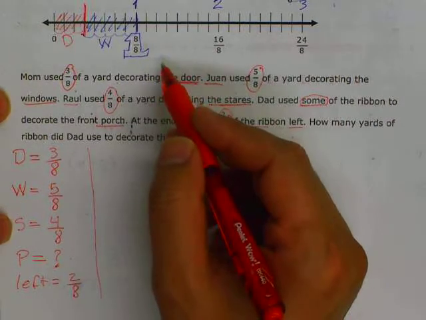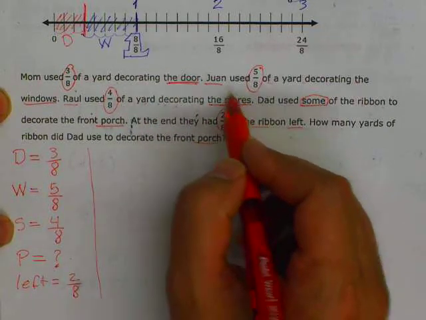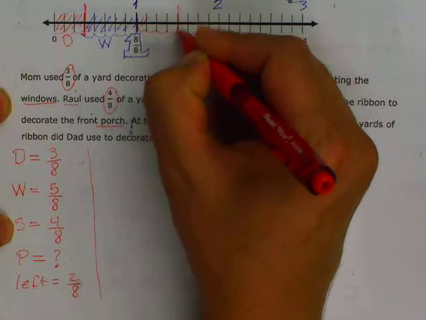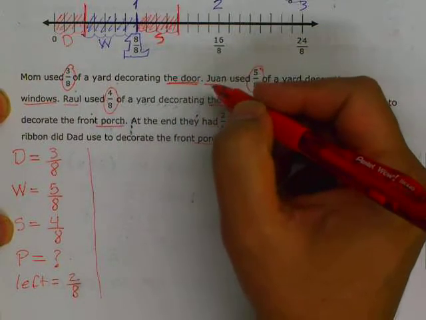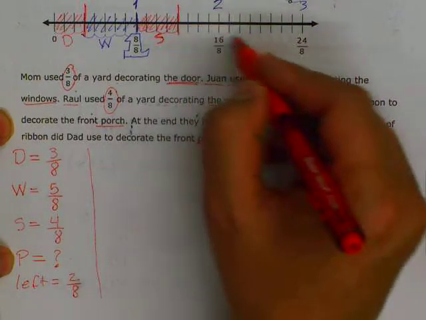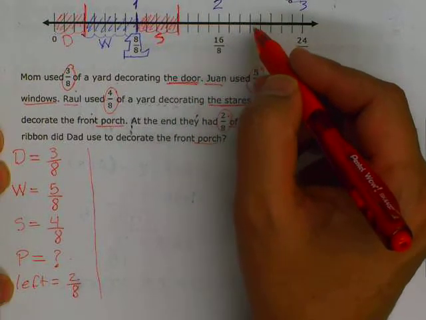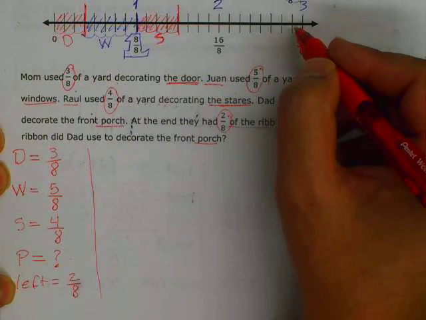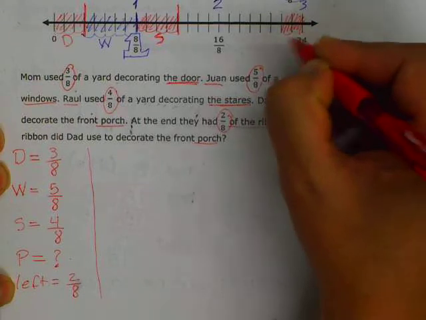The next one. Raul used 4/8 of the yard to decorate the stairs. So I'm going to go with 4/8. 1, 2, 3, 4. This is for the stairs. Now I know that the porch is some. I don't know exactly how much that is. So I'm not going to shade anything for the porch. But I do know that at the end they are left with 2/8. So at the end, I'm going to use 2/8. So 1, 2 at the end. This is what is left.